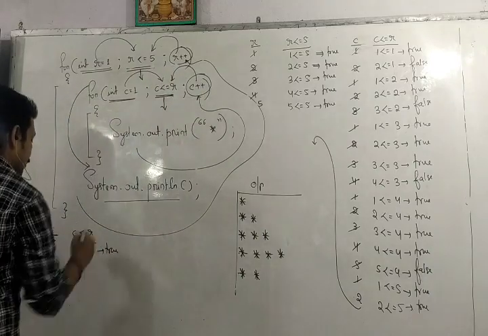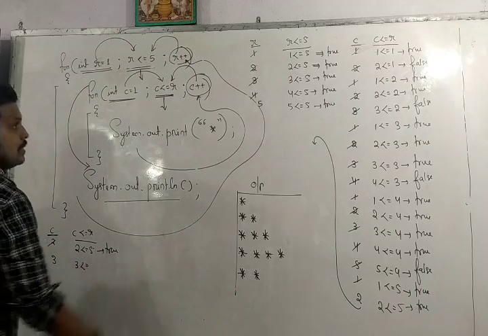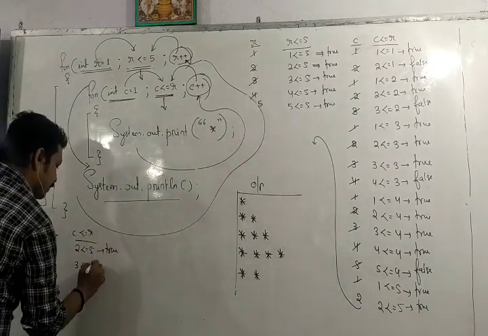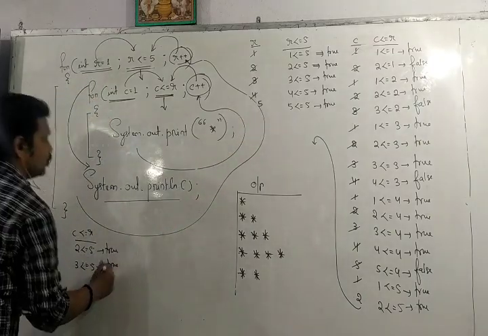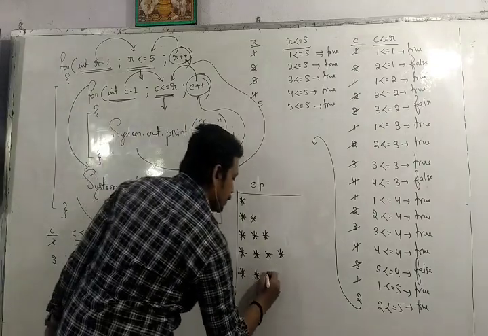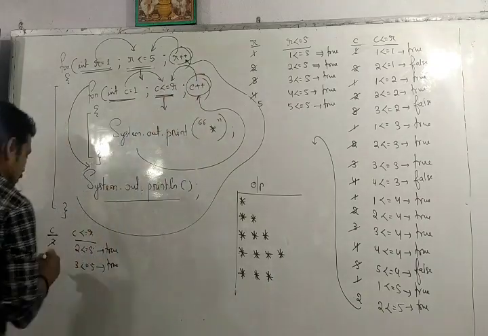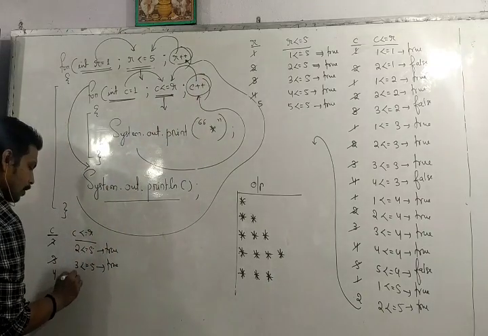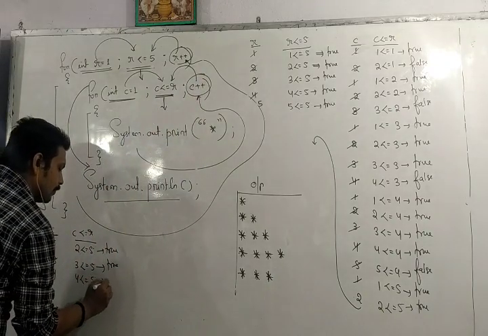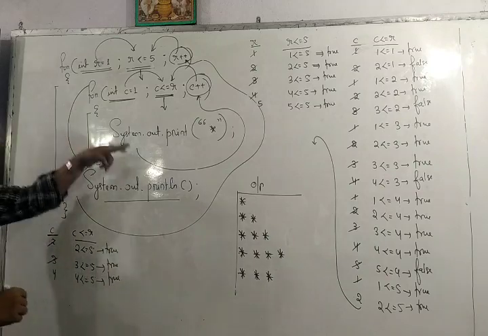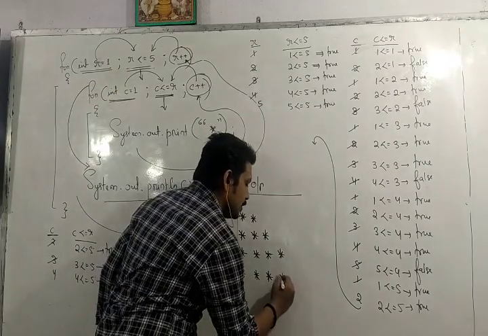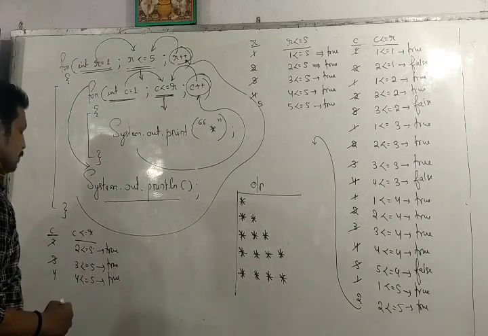Then 3 is less than equal to R. 3 is less than equal to, what is the value of R? It is 5. If it is 5, it's true. If it is true, then star will be printed. Then C plus plus. C plus plus is 4. 4 is less than equal to 5. Yes, it is true. If it is true, star is printed. Then C plus plus.